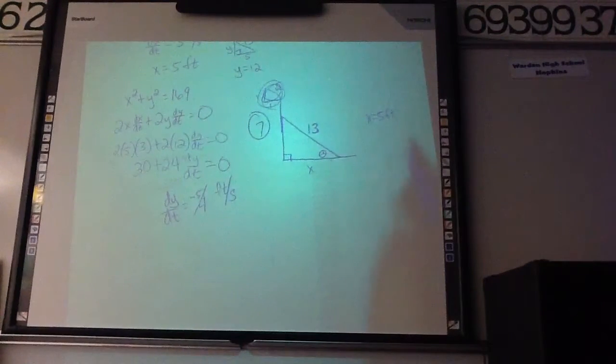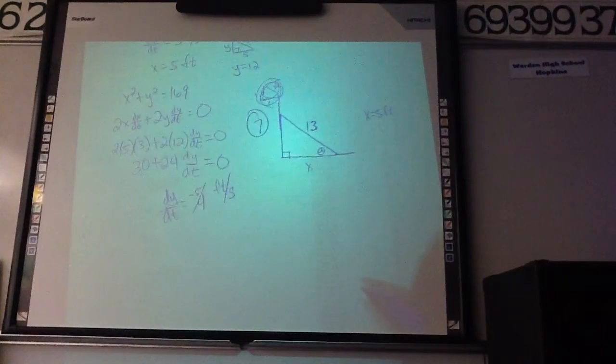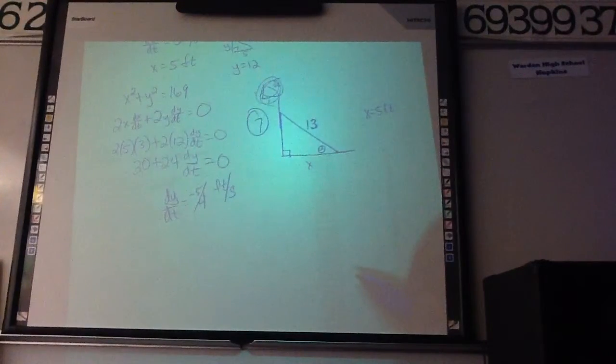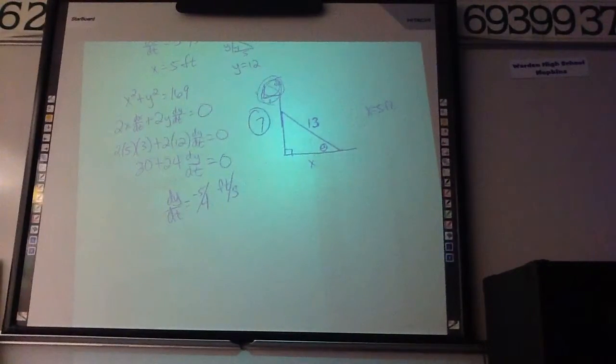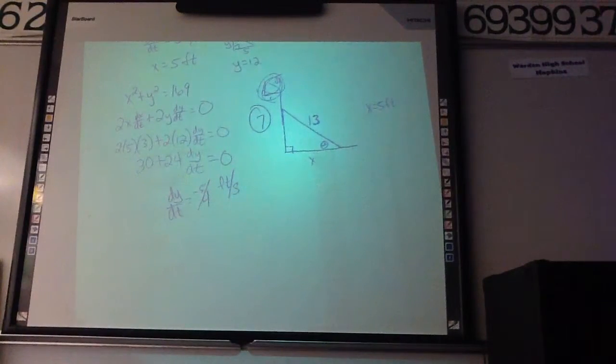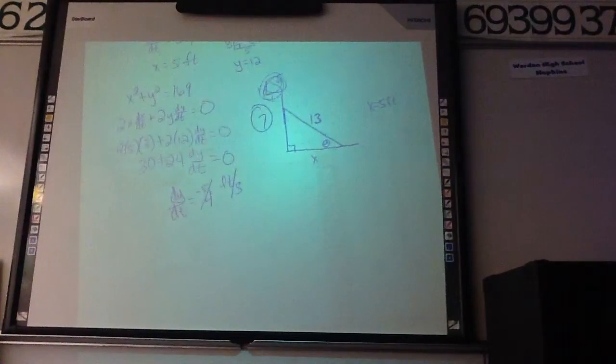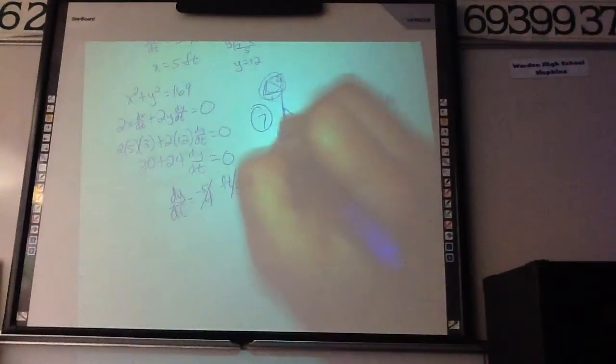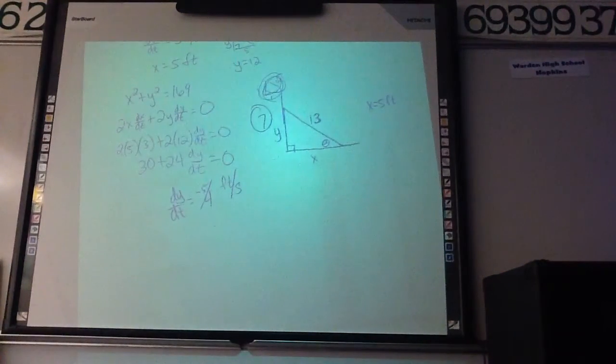So we're trying to find theta. We know x is going to be 5 feet. Is that all we know? So how would you write that? Find d theta over dt. That's still y, which is still 12 at that instant. But don't just put a 12, because y changes. It's a variable. At the instant this happens, it's 12.